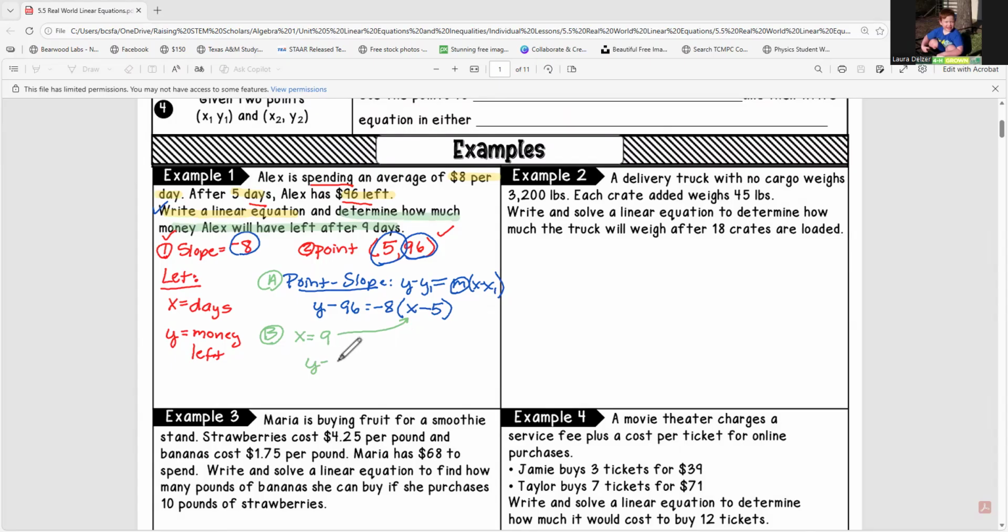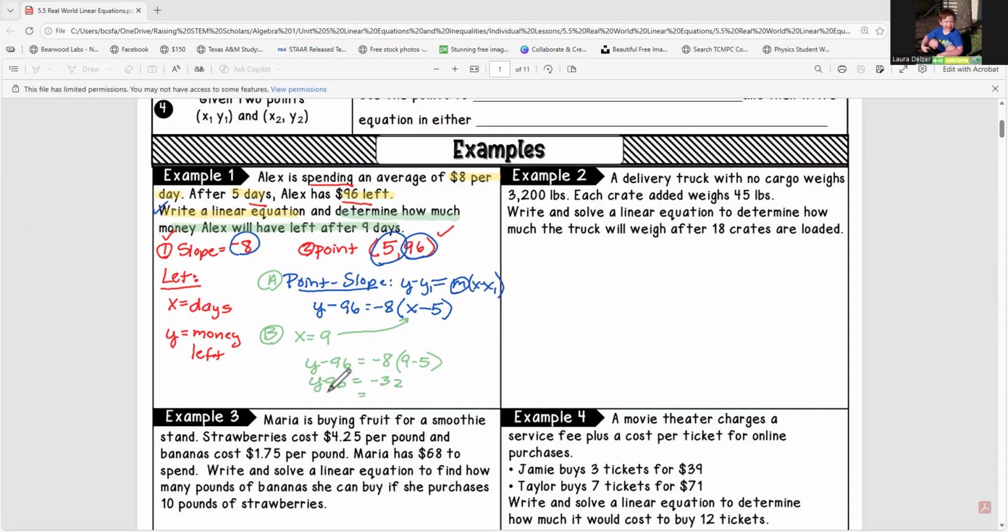And we've got y minus 96 equals -8 times (9 minus 5). And then now we're just going to do some algebra. 9 minus 5 is 4 times -8. Y minus 96 equals -8 times 4, which is going to be -32. Let me go ahead and I'm just going to erase this here. I'm going to write -32 here.